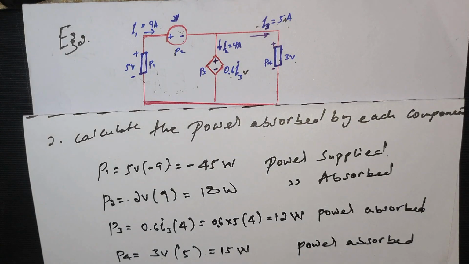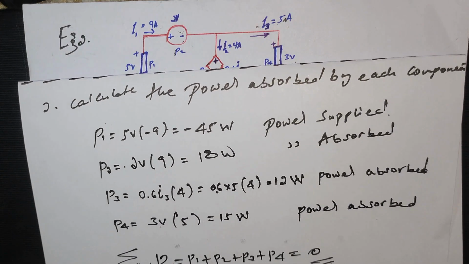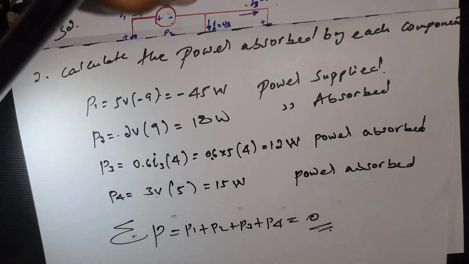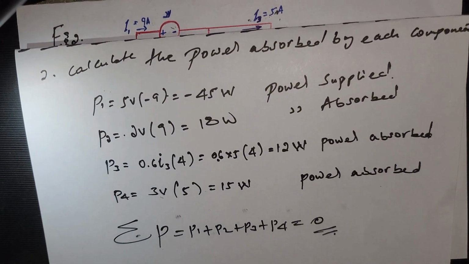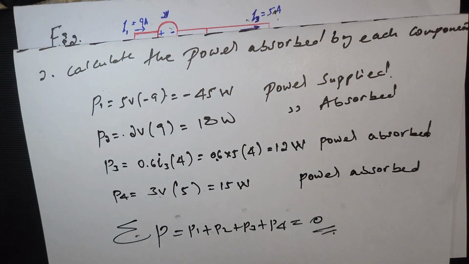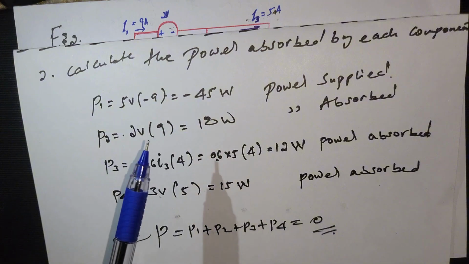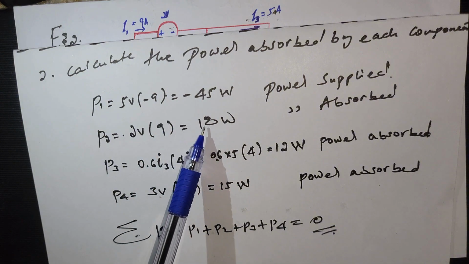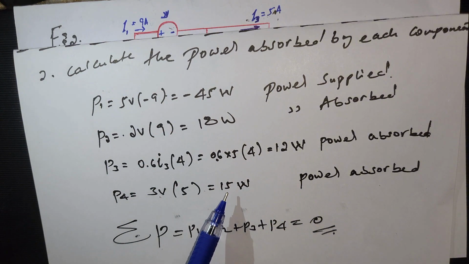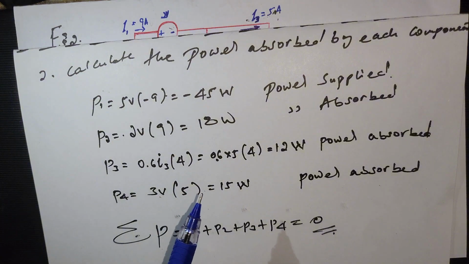So the summation of the power must be 0. The power absorbed must be equal to the power dissipated. So P1, P2, P3, P4, their summation must be 0: minus 45 plus 18 plus 12 plus 15 must be 0. Otherwise, there must be a mistake in our calculation. So check that this is 0.